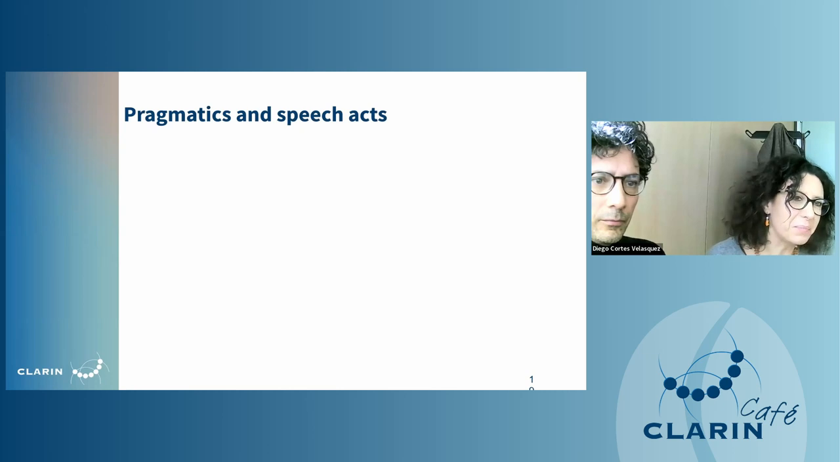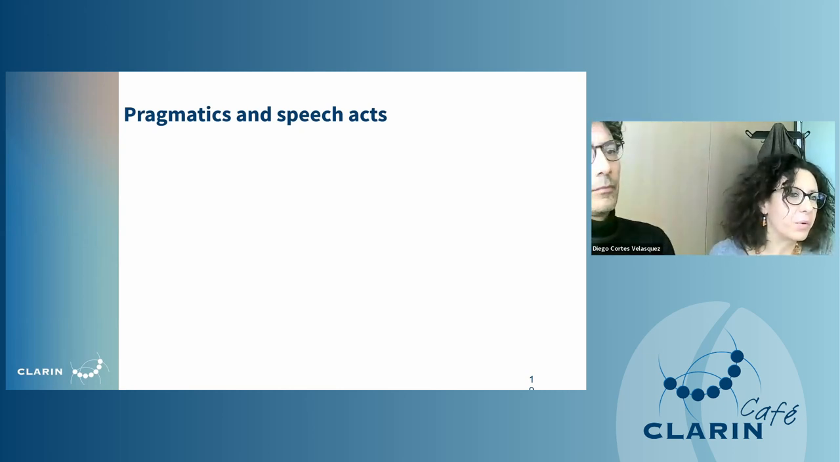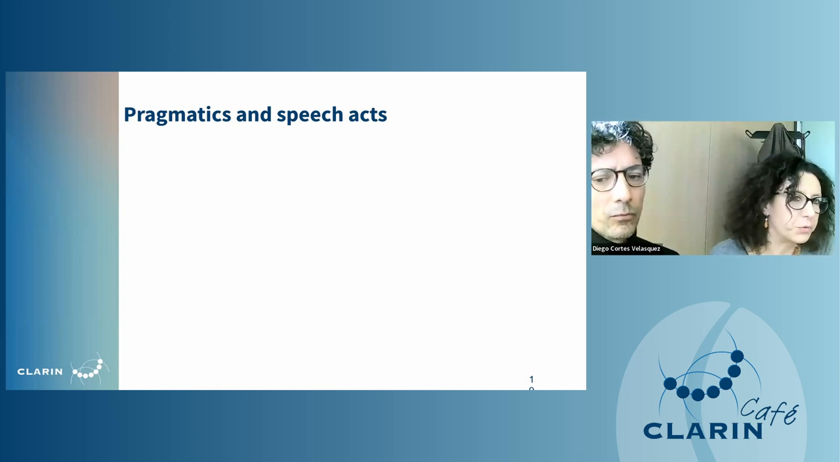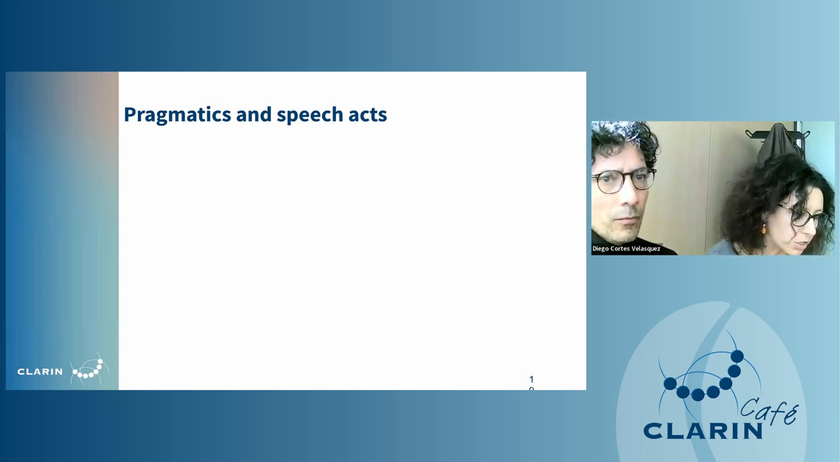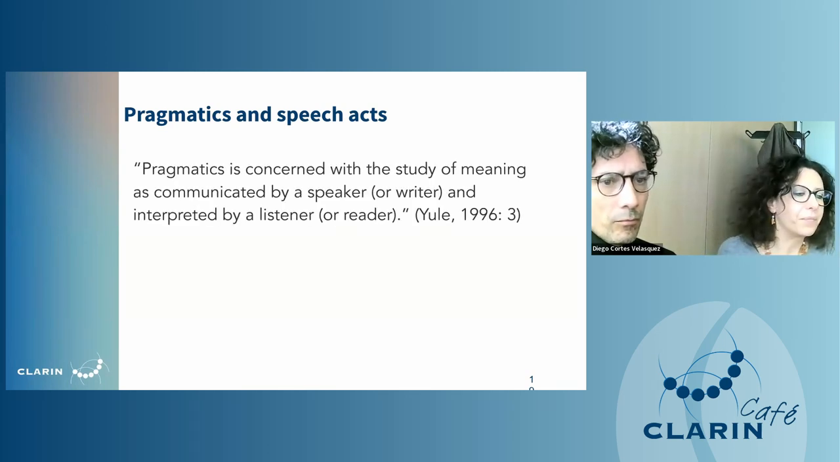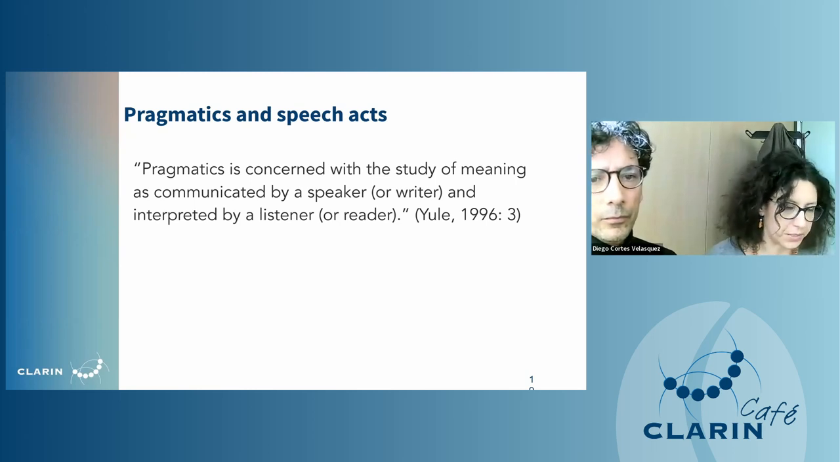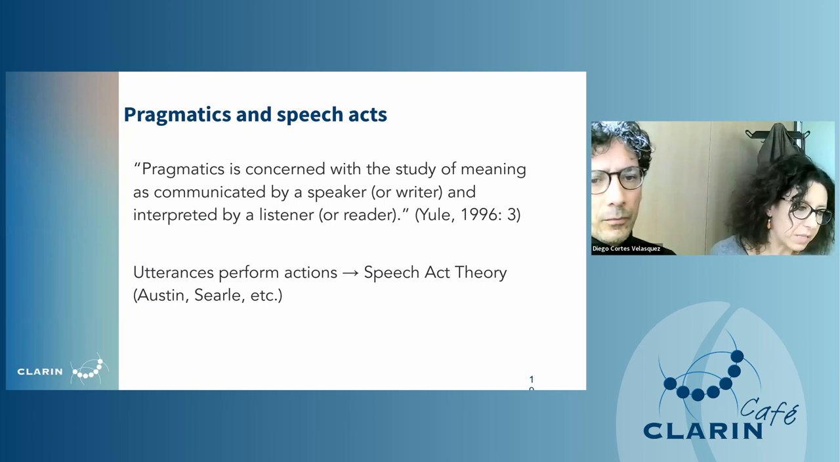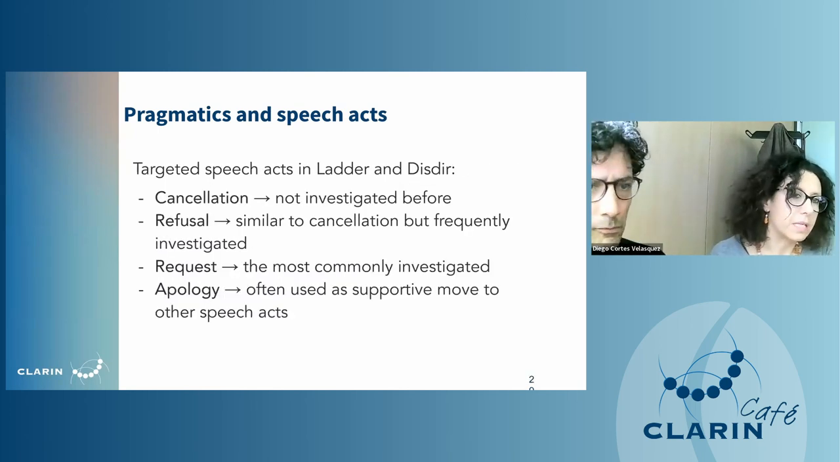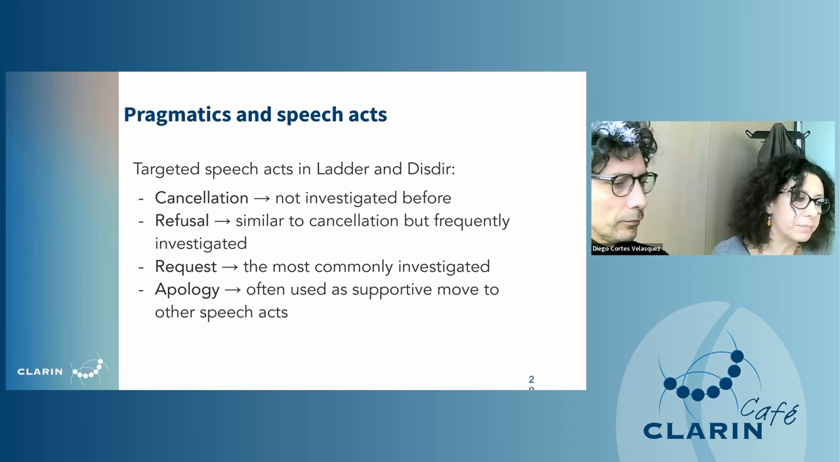As for the first point, we already know that pragmatics has to do with the relation between context and language. So the relation between language and context, and between a language and its users. And our specific perspective is that of speech act theory, meaning that we see utterances and sentences as actions. Specifically, DisDir and Ladder target four speech acts, which were selected for different reasons.